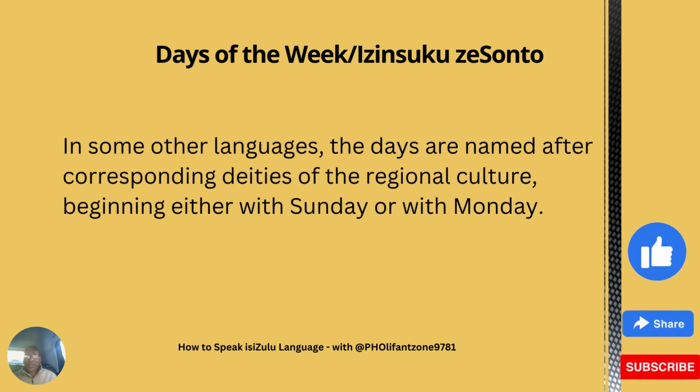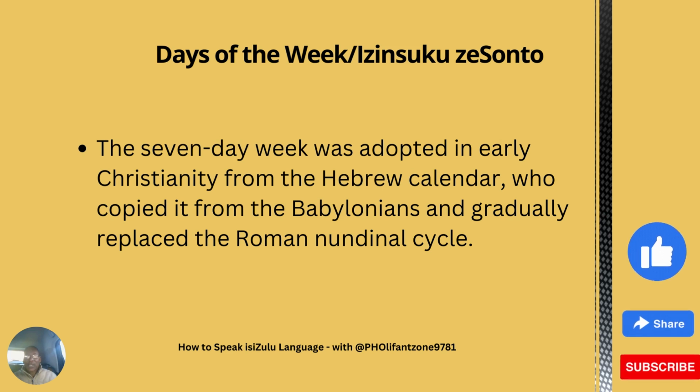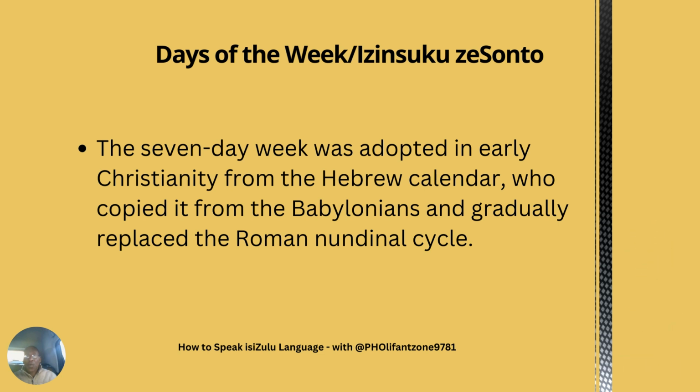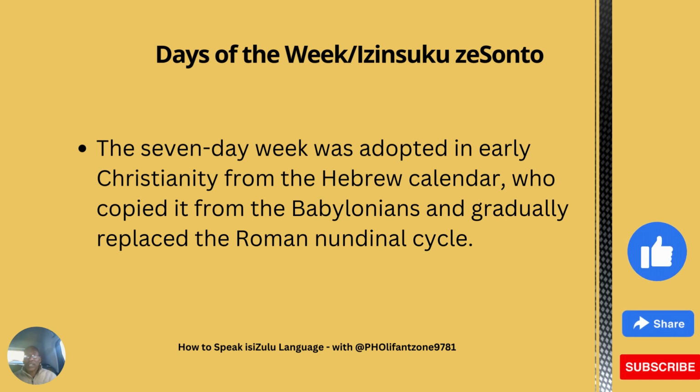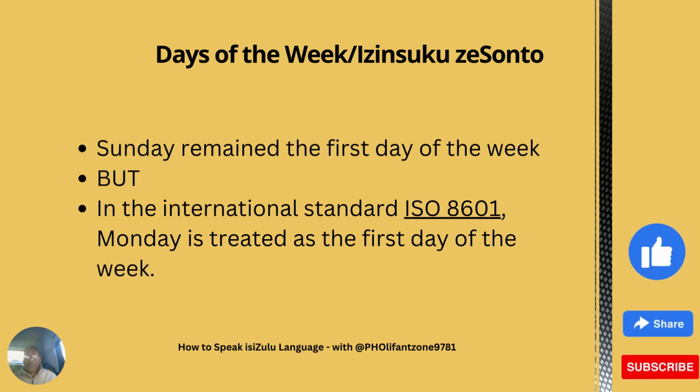In some other languages, the days are named after corresponding deities of the region culture, beginning either with Sunday or with Monday. The 7 days of the week were adopted by early Christians from the Hebrew calendar, who copied it from the Babylonians and gradually replaced the Roman nundinal cycle. Sunday remained the first day of the week, but in the international standard ISO 8601, Monday is treated as the first day of the week, in almost all the countries of the world.